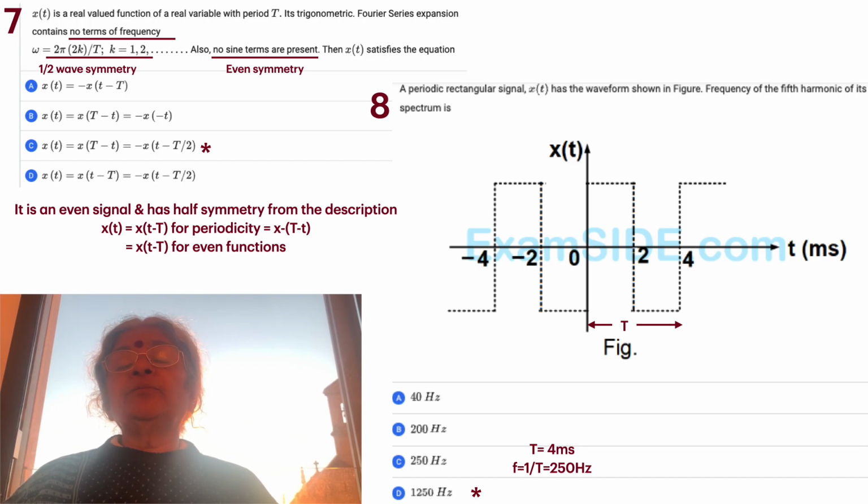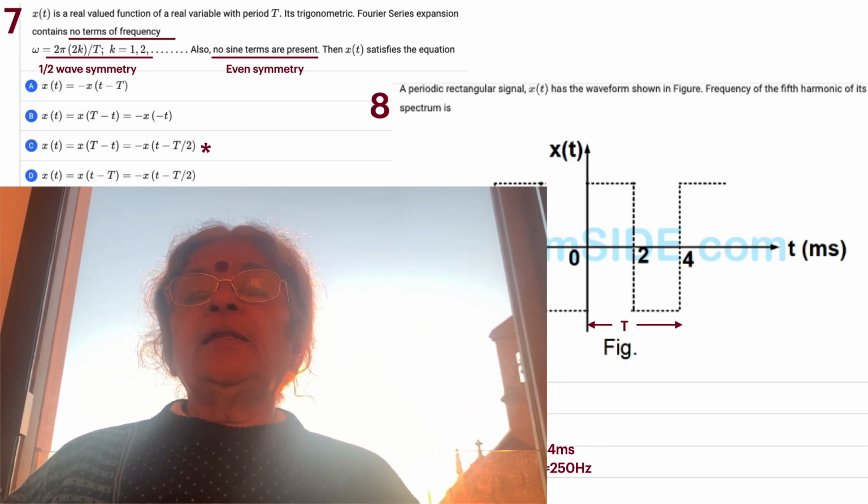And that's in milliseconds. So if you want to get the frequency, you have to take the reciprocal of it, which is equal to 250 hertz, then multiply it by 5 to get the fifth harmonic. That's equal to 1250 hertz, or the fourth option, or D option. Okay, let's move to the last slide, the last problem.